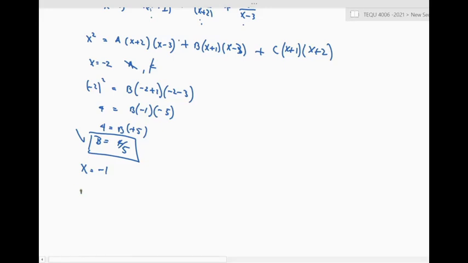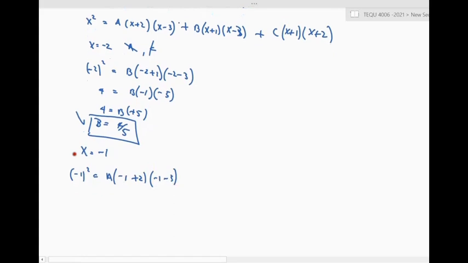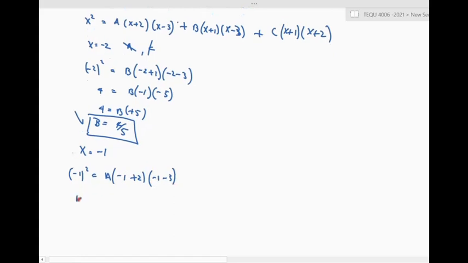So -1 squared equal A times -1 plus 2 times -1 minus 3. So you end up with -1 squared is 1 equal A times 1 times -4. So the value of A is -1/4. Excellent. So we got that too. We got the B, the A. Now we need the C value.